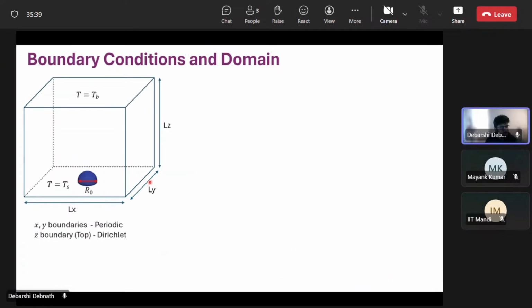So just a brief about the boundary condition again. It's a droplet placed on a heated surface. So the bottom surface is at some temperature, Ts, and the top is at some temperature, and the rest of it is at a bulk temperature. In the X and Y faces of the domain, all of the parameters have periodic boundary condition, but for the bottom and the top, we have the Dirichlet boundary condition.